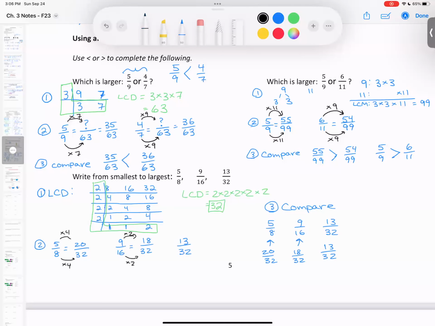If we were to rank these from smallest to largest, we would have 1, 2, 3, which means our original numbers are 1, 2, and 3. So writing these from smallest to largest, our answer is 13 thirty-seconds, then 9 over 16, then 5 over 8. And if you're really good with an imperial tape measure, you might have known that already, just from where those measurements would be on a tape measure. So that's it for least common multiples and least common denominators, and starting to use them to compare fractions that are unlike.